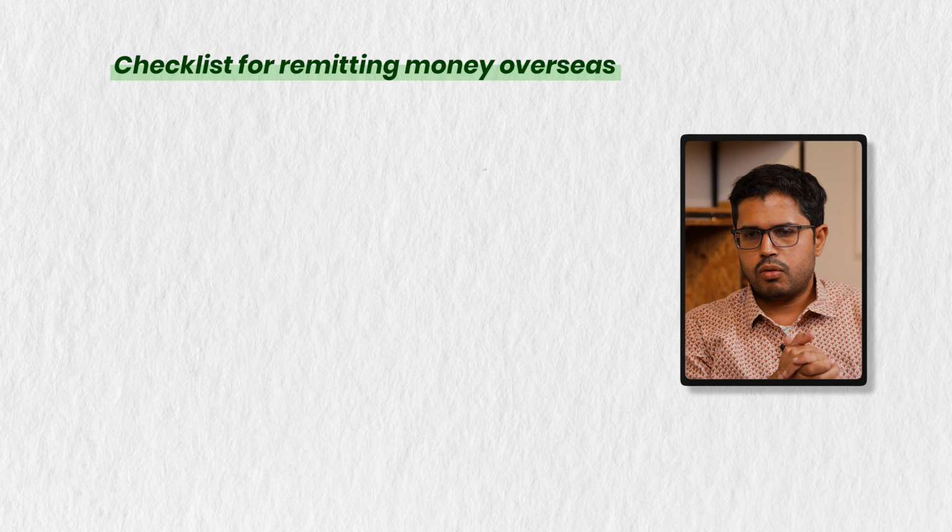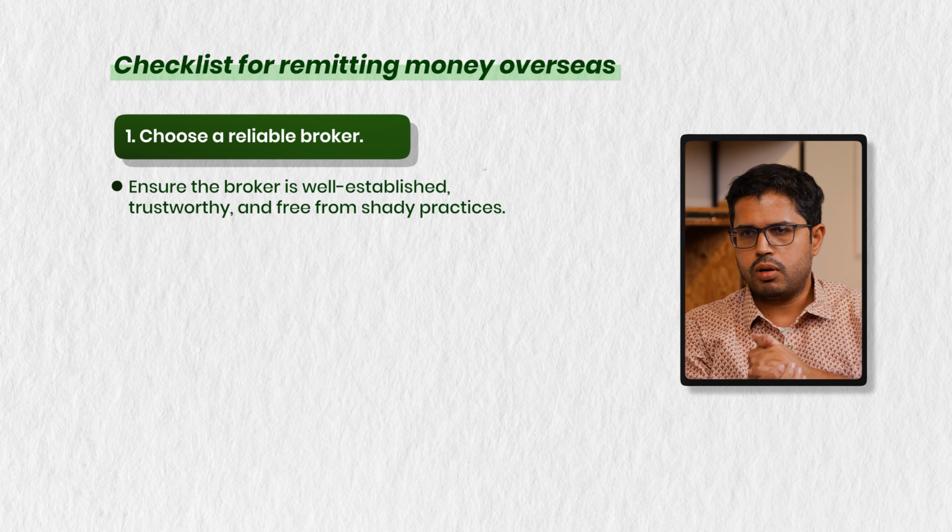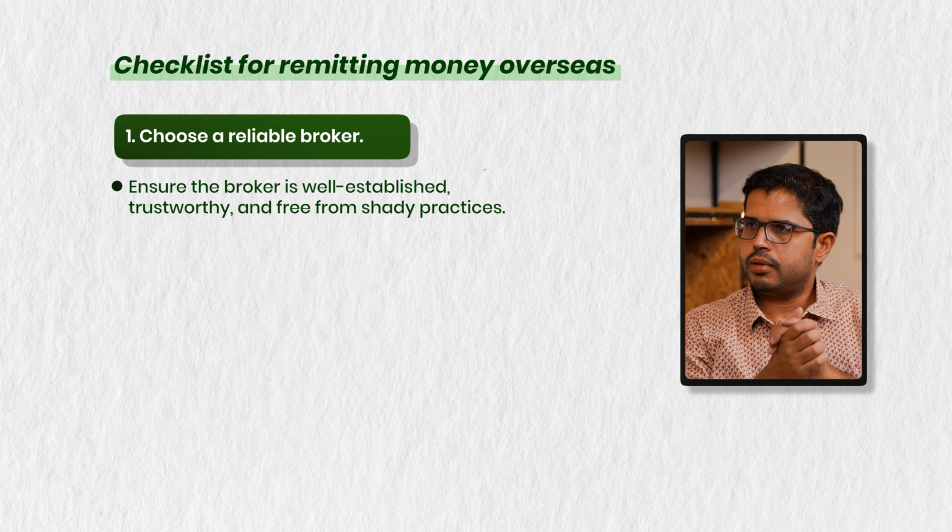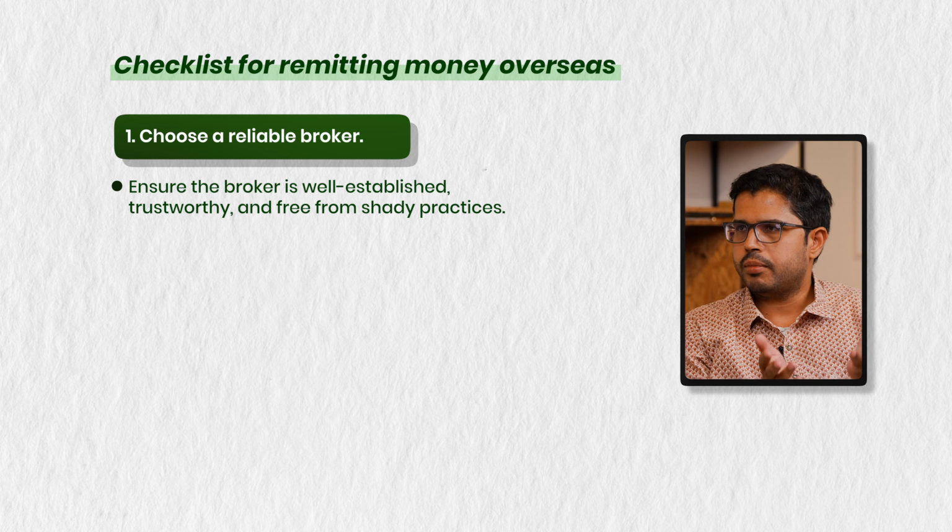Okay, so if we could break it down a little bit further. Say I'm looking at remitting money. You've given us the limit, which is $2.5 lakh per year. What is the first step, or what does my checklist look like in order to go about this? You have to first identify which broker you want to use in the US. They need to be well established, sound, not somebody who might go under or who might do some shady practice.